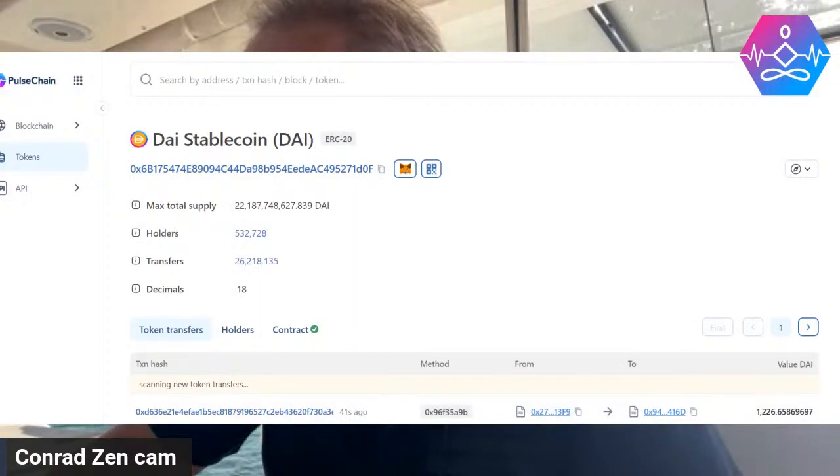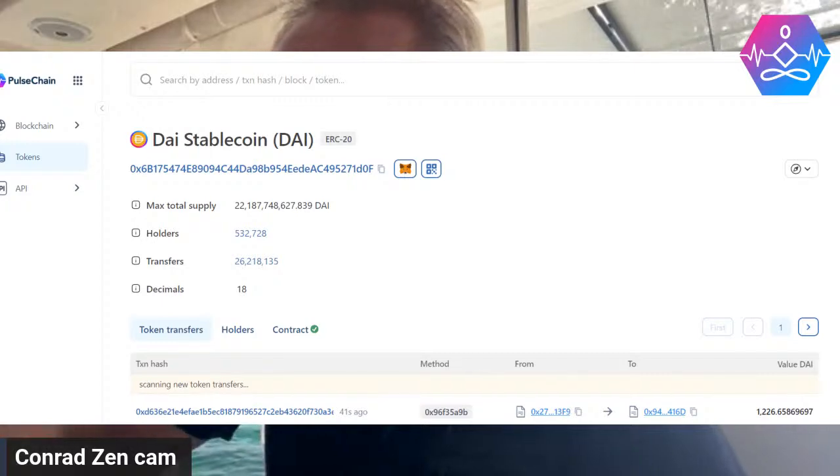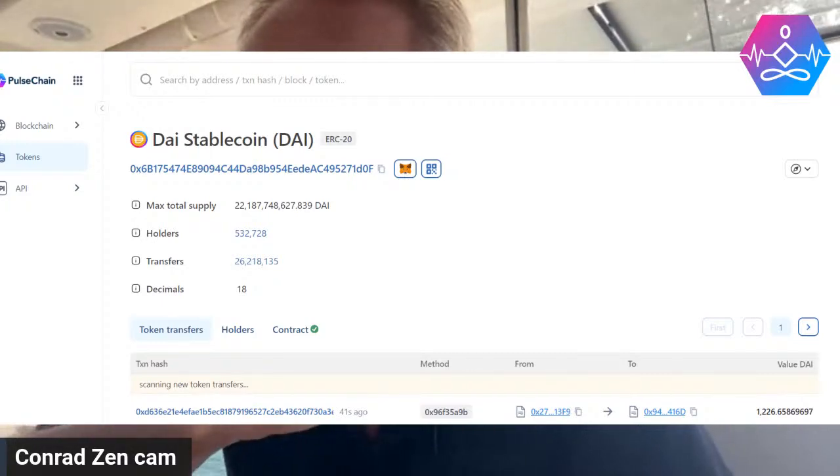One of the most important things is how many DAI are there in actual fact? Well, here's the DAI stablecoin, and this is the confusion, I think. You would think that this is the coin that is of value on the network, and it isn't.